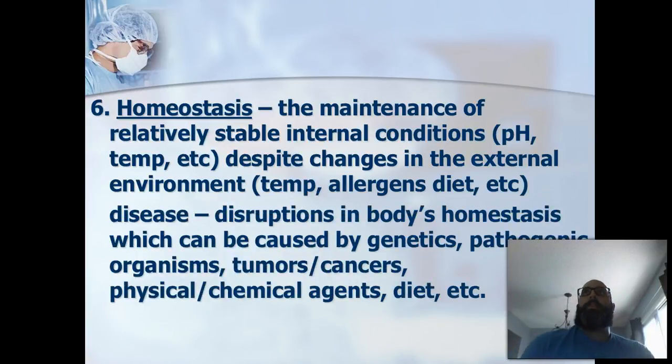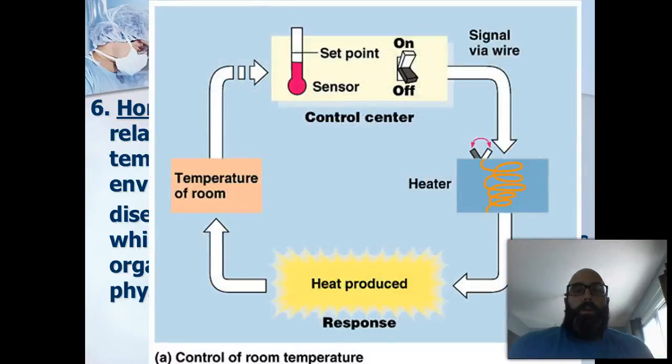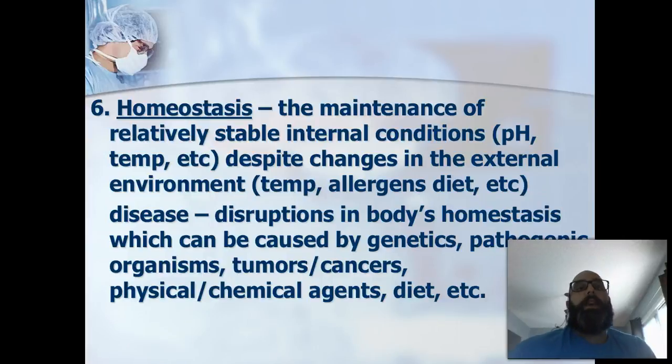So when there are disruptions in this, this is when disease comes in. Disruptions in any body's homeostasis or the homeostatic mechanisms can be caused by anything from genetics, pathogenic organisms, tumors, cancers, physical or chemical agents, your diets, smoking cigarettes. Any of these things can cause homeostasis to deter, resulting in drastic changes in the body. What we then start diving into are your positive and negative feedback loops that help maintain homeostasis, but we're going to dive a little bit deeper into those later.